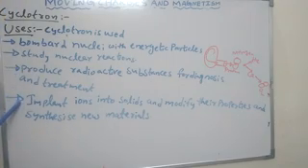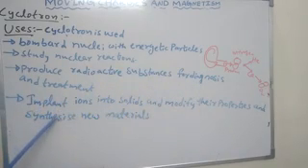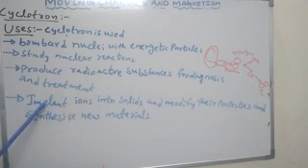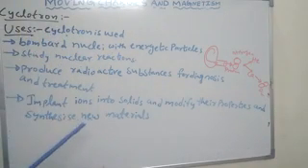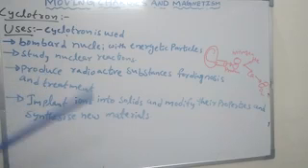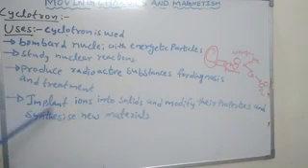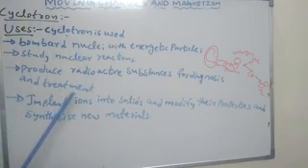Next, implant ions into solids, modify their properties and synthesize new materials. A positive charge ion is placed at the source of the cyclotron. What happens? It gets maximum energy. When that maximum energy ion is implanted into the other solid, the properties are going to change. So these are the uses of cyclotron. Remember, very important.